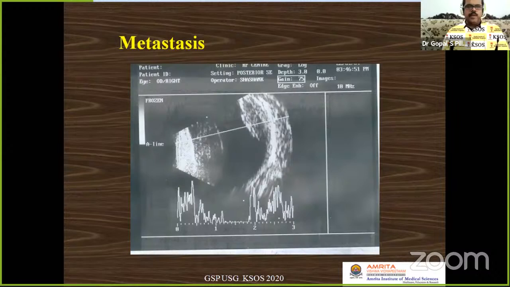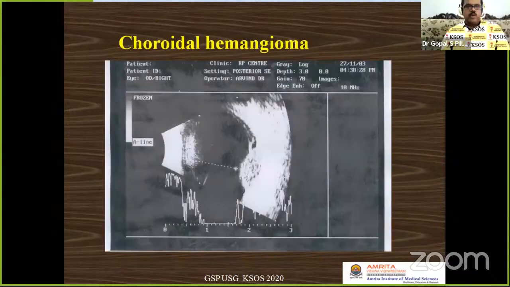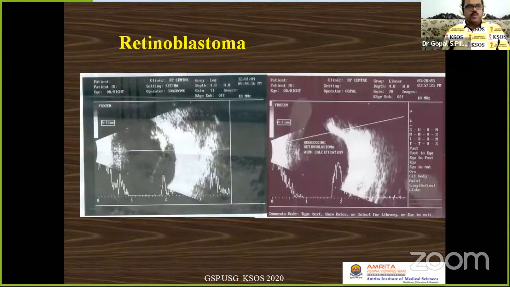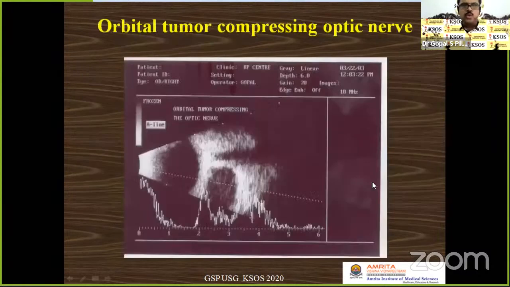Metastasis will have medium to high internal reflectivity, and it will be usually solitary, not multiple. And choroidal hemangioma will have high internal reflectivity. Choroidal hemangioma will definitely have more reddish hue, whereas melanoma in most cases will have that pigmentary hue. Okay, retinoblastoma will definitely show calcification. So the other tumors may not show calcification. Retinoblastoma will definitely show calcification, and the age group is also different.